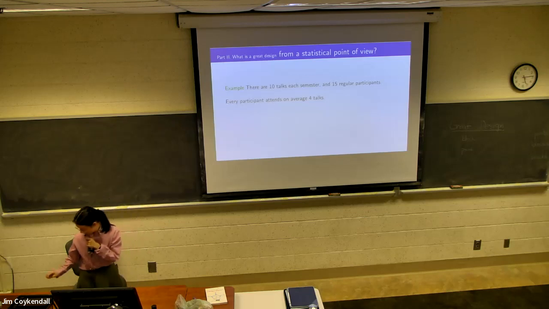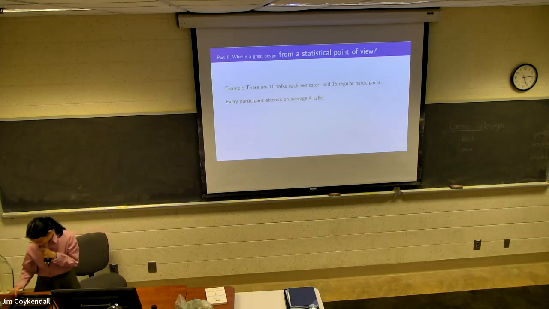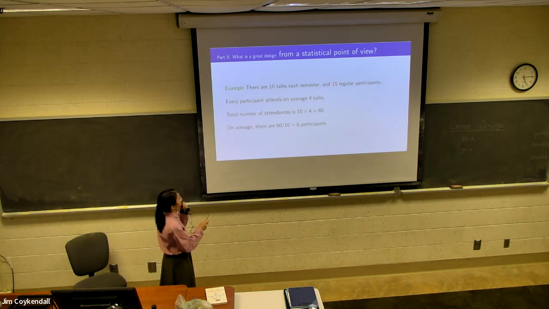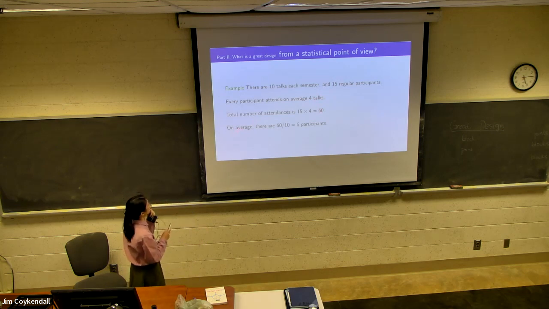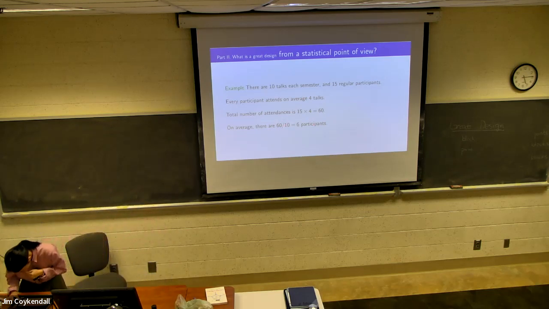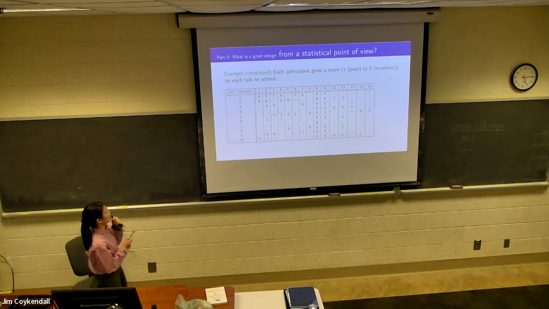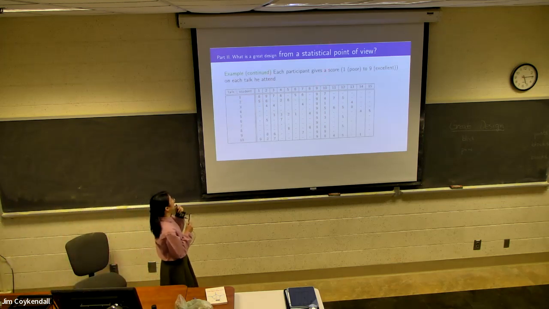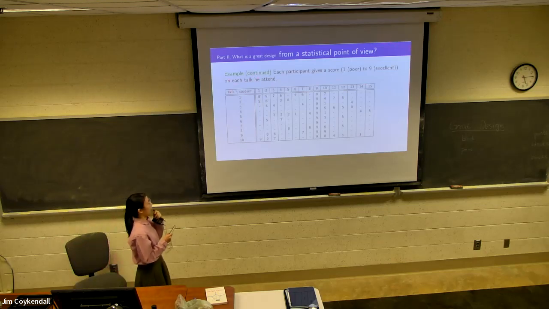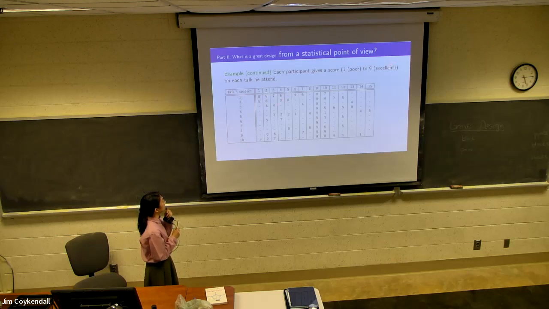Now we can have a very simple calculation. The total number of attendances should be the product of them, so that's 60, and then I can also calculate on average how many participants are on each talk. And now each participant can give a score to each of the talks that they attend, from 1 to 9, 1 is poor, 9 is excellent. Here may be the score sheets that you can have.